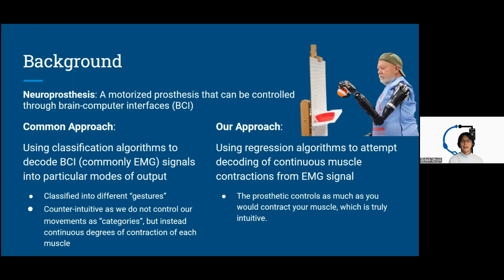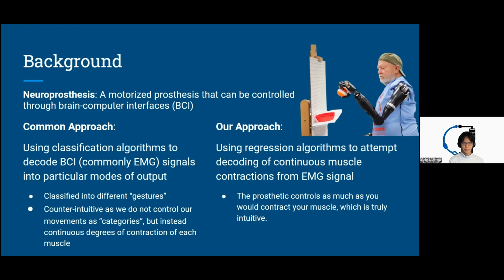For some background, a neural prosthesis is a motorized prosthesis that can be controlled through a brain-computer interface, or BCI. The most common approach for neural prosthesis control is to use a classification algorithm to decode BCI signals, where the BCIs used for this purpose are mostly electromyogram based, or EMG. However, this is counterintuitive as we do not control our movement as categories, but rather different degrees of contraction of each muscle.